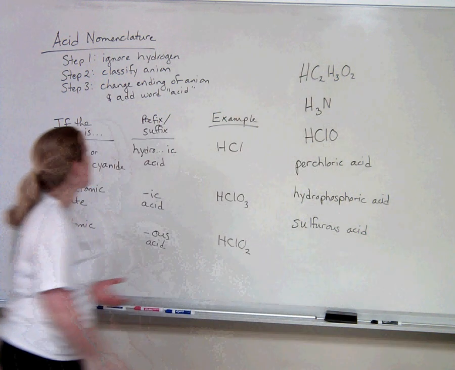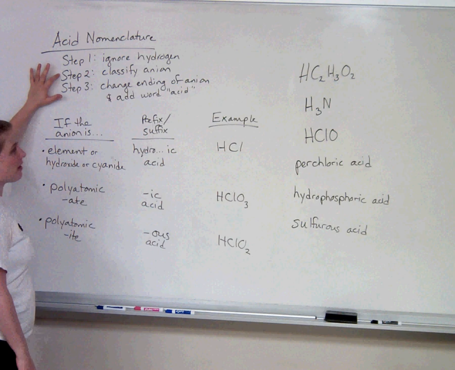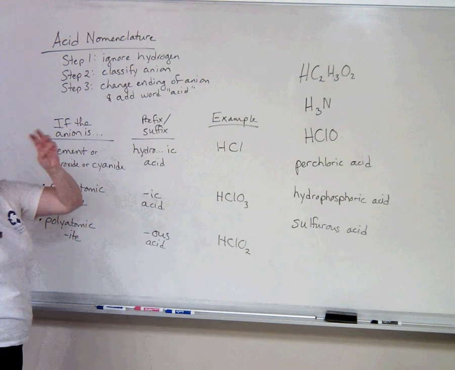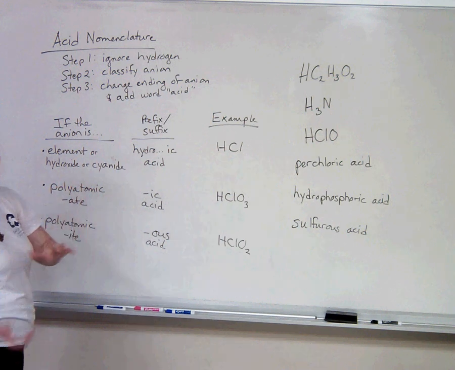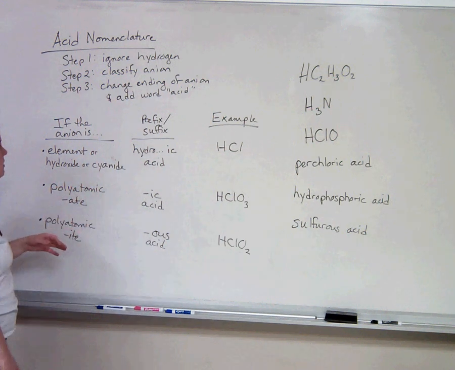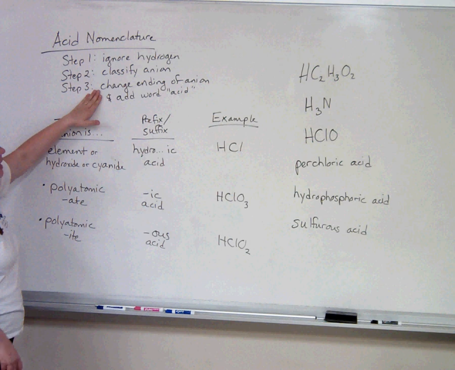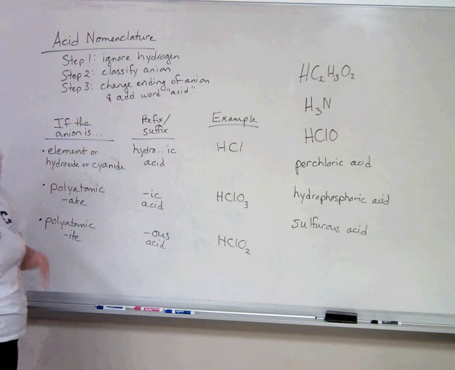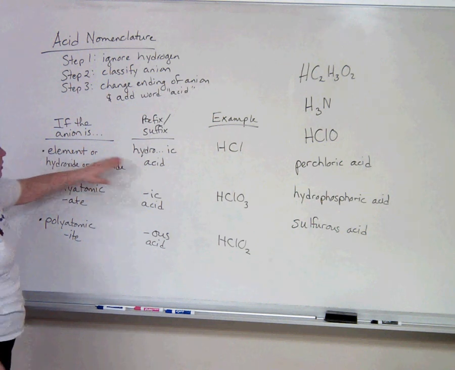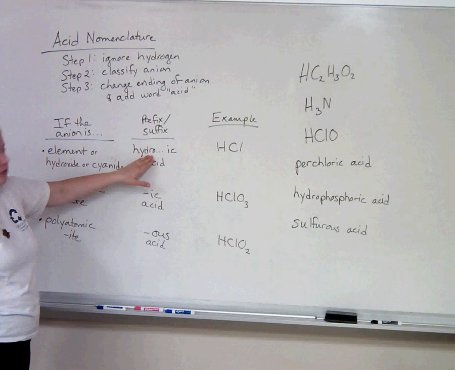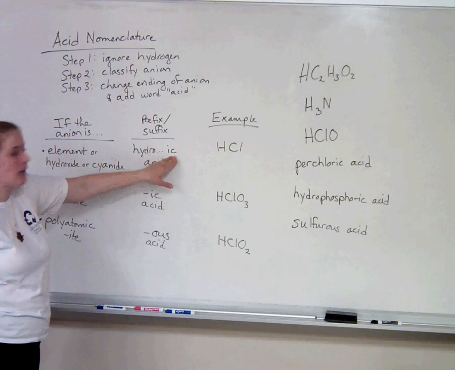The fact that it has hydrogen will be noted later when we talk about the fact that it's an acid. Next, you have to classify the anion. Is it an element? Is it a polyatomic? If it's a polyatomic, does it end in ite? Does it end in ate? You have to decide this. And then you're going to change the ending of the anion and add the word acid, according to this table. So if your anion is an element, then you are going to put a prefix of hydro in front of it. You're going to change the ending of it to ic and add the word acid.